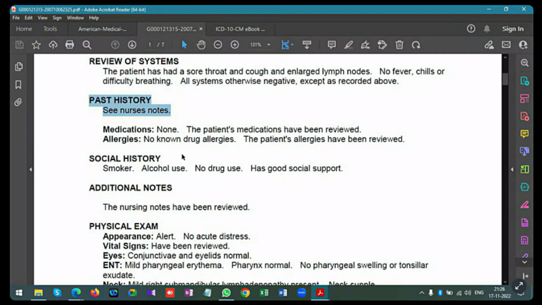And allergies also, there are no known allergies, which means till now there is no allergic history for the patient. Then social history, if you see here they are documenting the smoking status and alcoholic status.